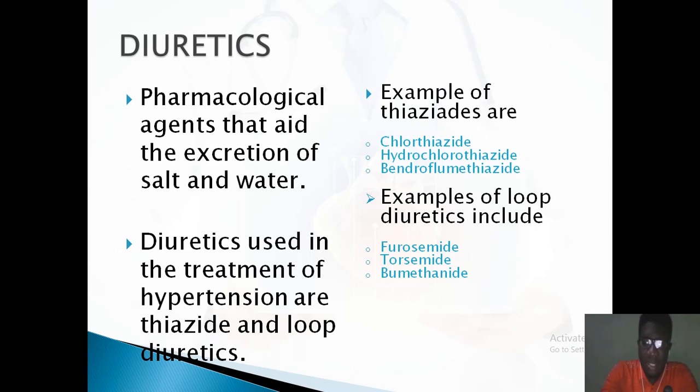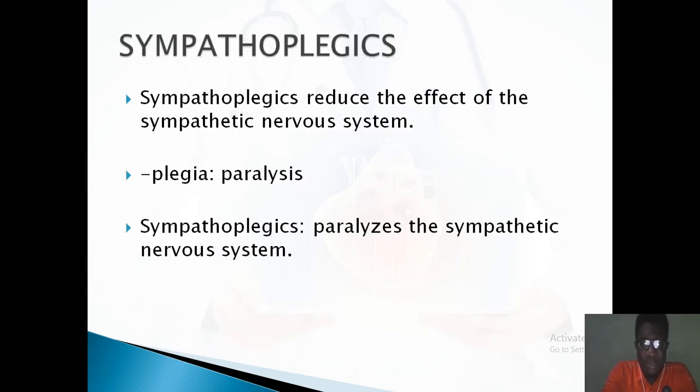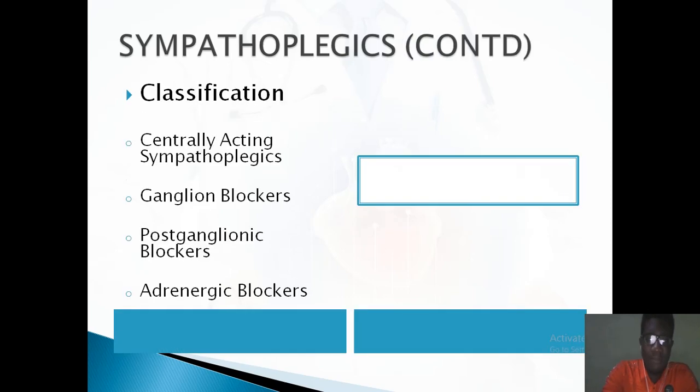Okay, let's move forward. Now we have finished diuretics, we are on to sympathoplegics. Sympathoplegics reduce the effect of the sympathetic nervous system, as seen on the slide. From the word plegia, like hemiplegia, paraplegia, you get plegia, meaning paralysis. So sympathoplegics paralyze the sympathetic nervous system. You get? So they reduce the effects of the sympathetic nervous system.